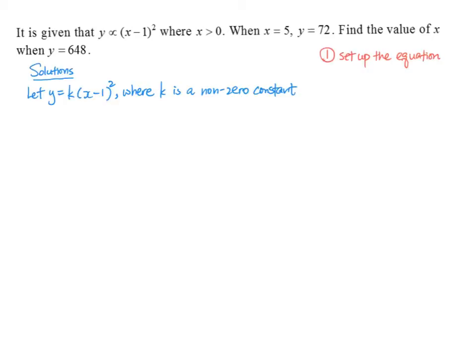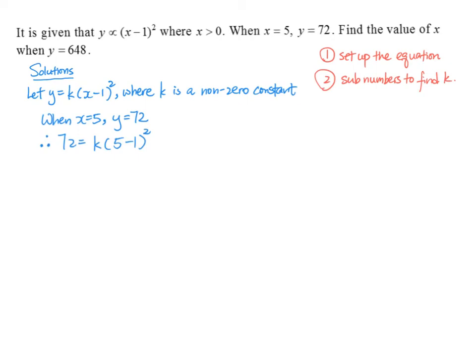So first step, you always need to set up the equation. How? Because this and this whole thing have a direct variation relationship, y over this thing would be a constant, which is k. That's how we express it all the time. So y equals k times this, always. And we must say k is a non-zero constant, because if k is 0, this whole thing doesn't really make sense. If this is 0, then that's meaningless.